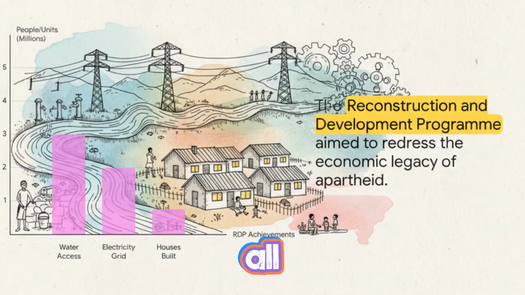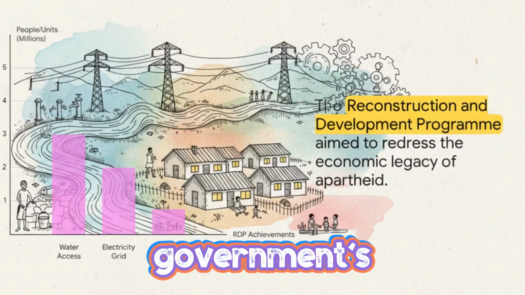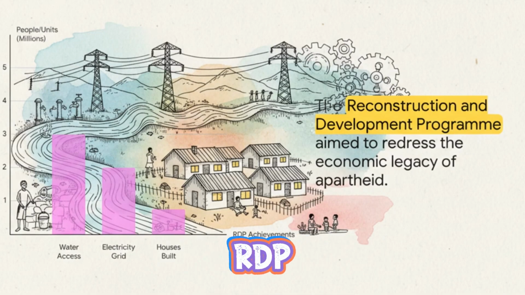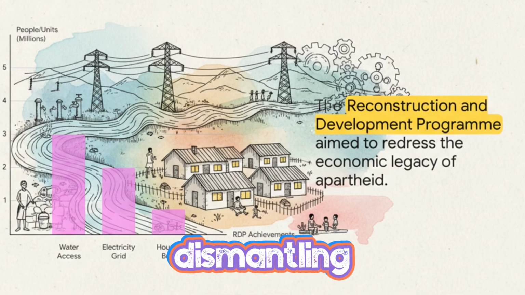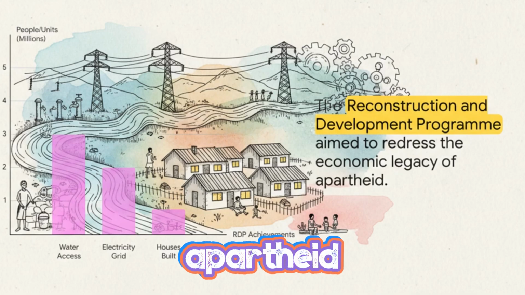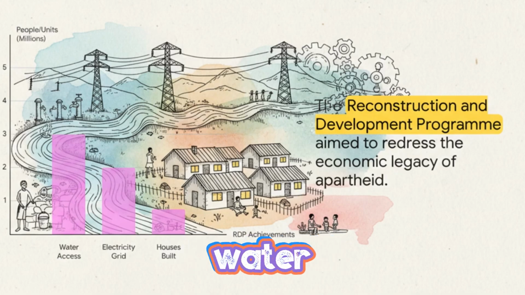But look, it wasn't all just powerful symbols. His government's Reconstruction and Development Program, the RDP, got to work making real, tangible changes. This was all about dismantling the economic legacy of apartheid, getting basic services like clean water, electricity, and housing to millions of people who had been denied them for their entire lives.